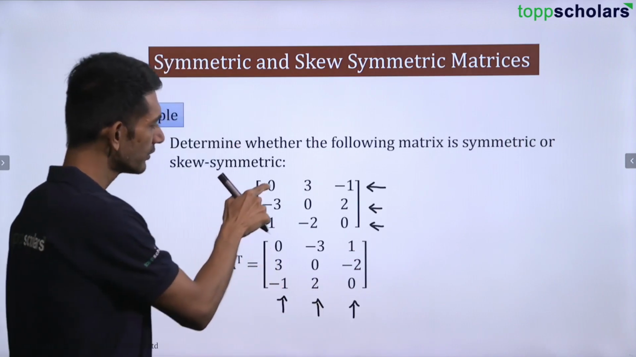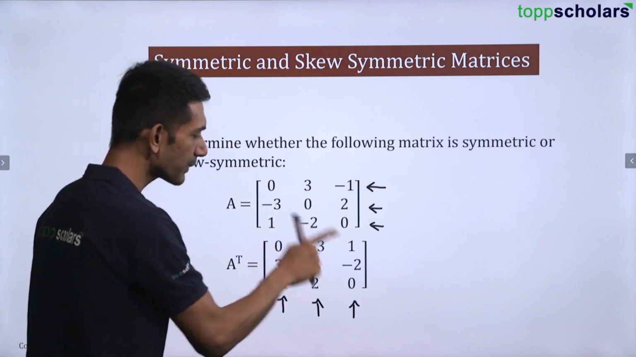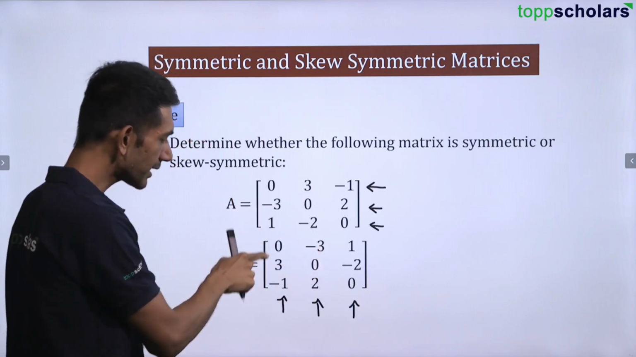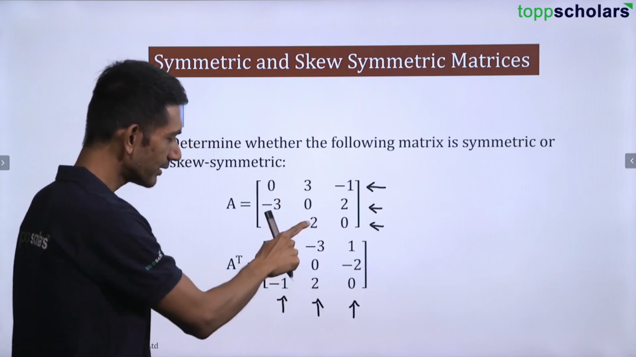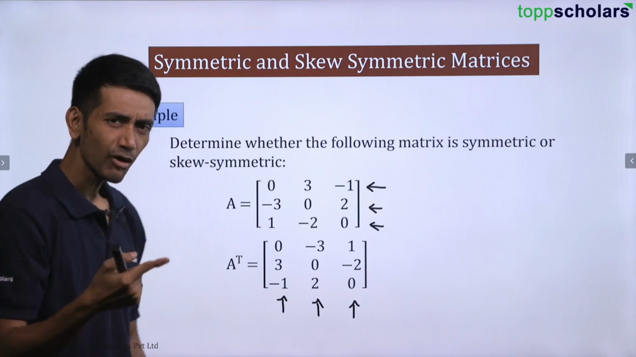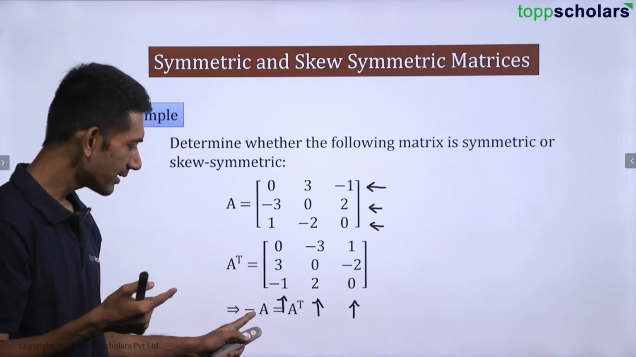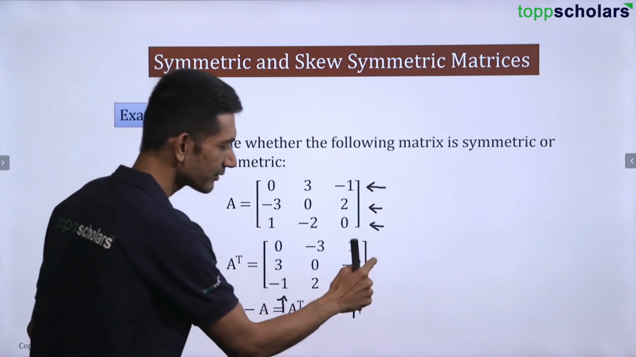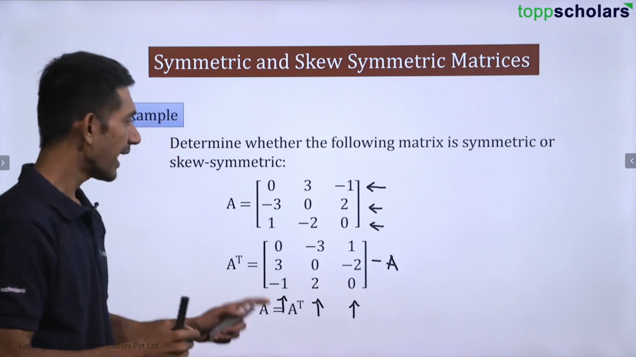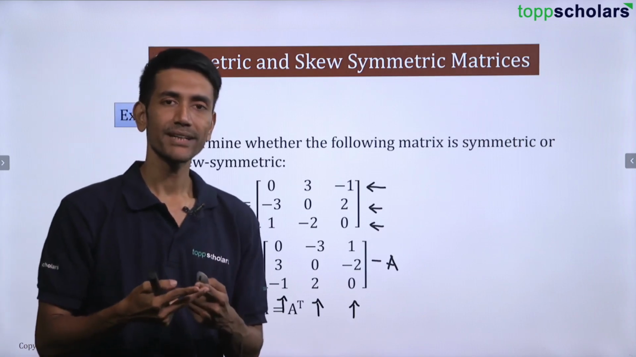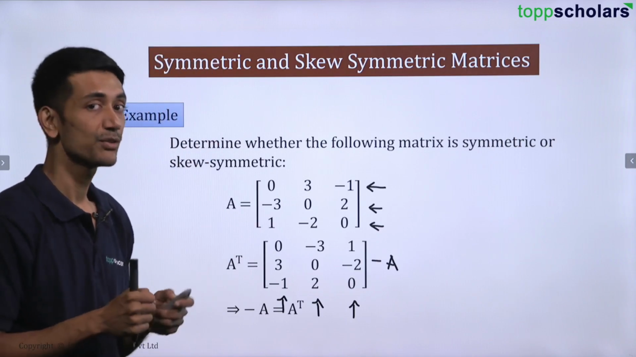Now observe, 0 is 0, but 3 is becoming -3, -1 is becoming 1, right? -3 becomes 3, 2 is -2, 1 -1, -2, 2. So the signs are opposite. So can I say this is like your -A, right? -A, isn't it? And we know that if A transpose is equal to -A, then clearly this is a skew symmetric matrix. I hope this is clear to you.